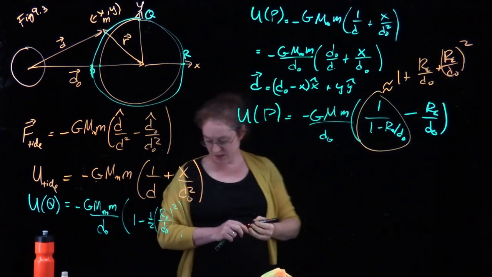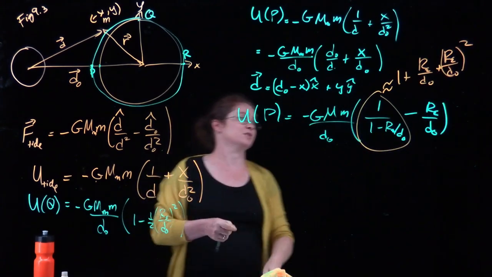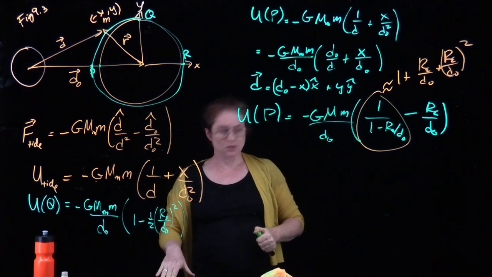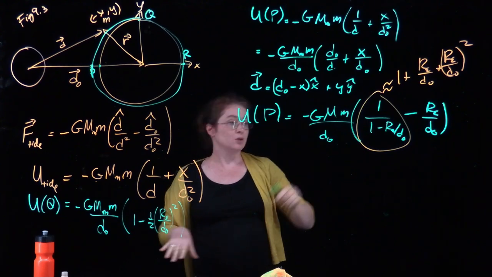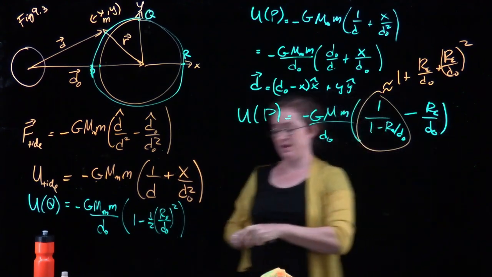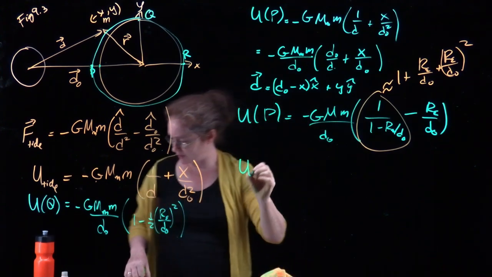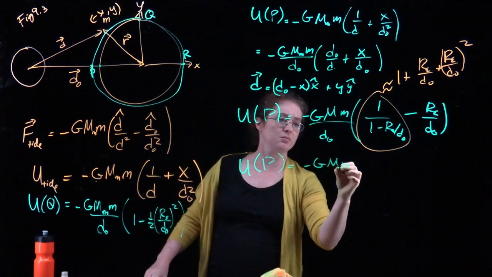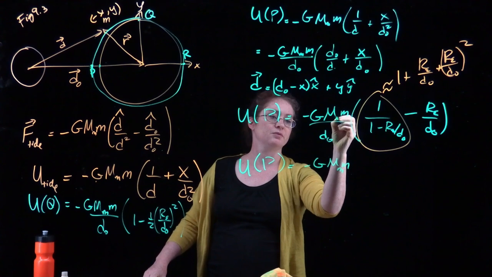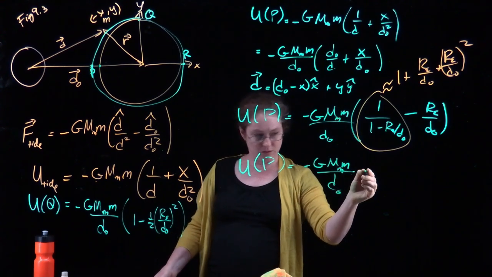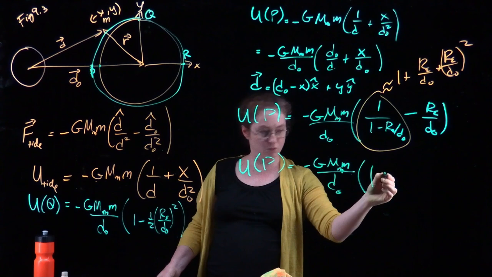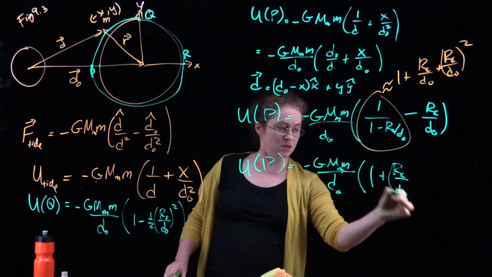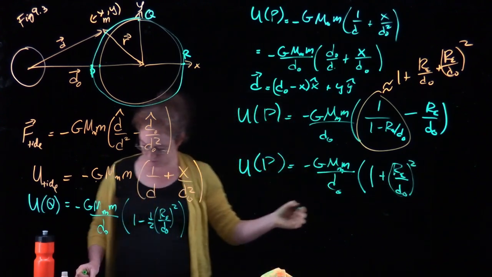So here I have taken the second term in the Taylor series. And so I am left with this term gets canceled out by that term, and I am left with the potential at point P is negative GM m. I've got the little m to indicate this is the moon, times 1 plus re over d naught quantity squared.